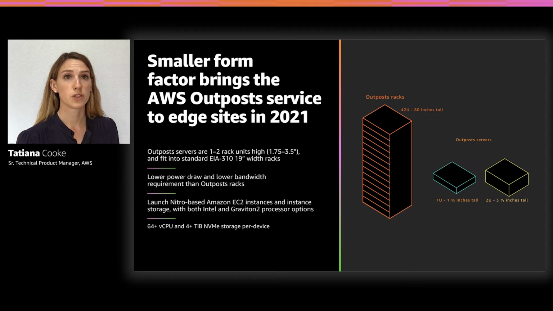We'll have 2 different SKU options that are 1 and 2 rack units tall respectively, and both of which will fit into EIA 310 19-inch width standard racks. Each server will have a lower power draw and lower bandwidth requirement than the smallest Outpost racks today, making it possible to bring the AWS Outpost service to a new set of sites.